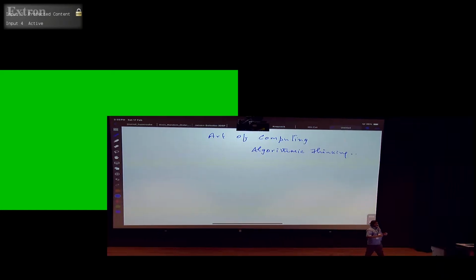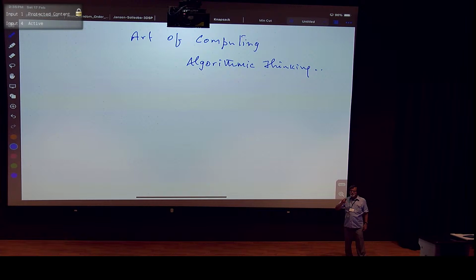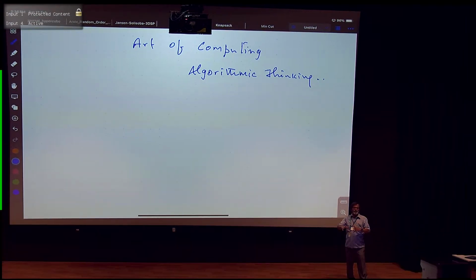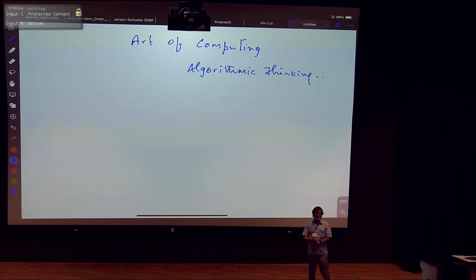This is called algorithmic thinking. Still, the focus is on problem solving, using math, everything will be there, but we are going to give an engineering twist to that. That is called algorithmic thinking. We would like to solve, okay? What is involved in algorithmic thinking?